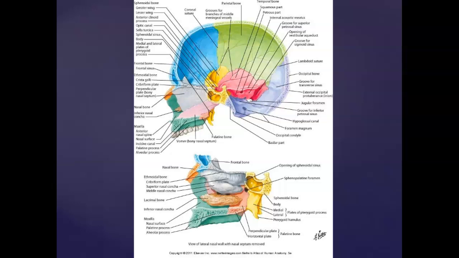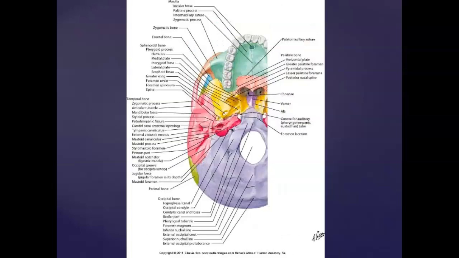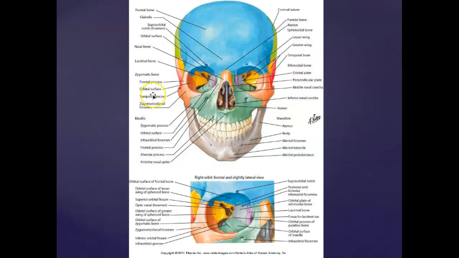There's alveolar processes, which you can see. Probably go back to this one. The alveolar processes are where the teeth come in. These are going to be sockets for the teeth right through here. There's an inferior orbital fissure. Remember the superior orbital fissure of the sphenoid bone.